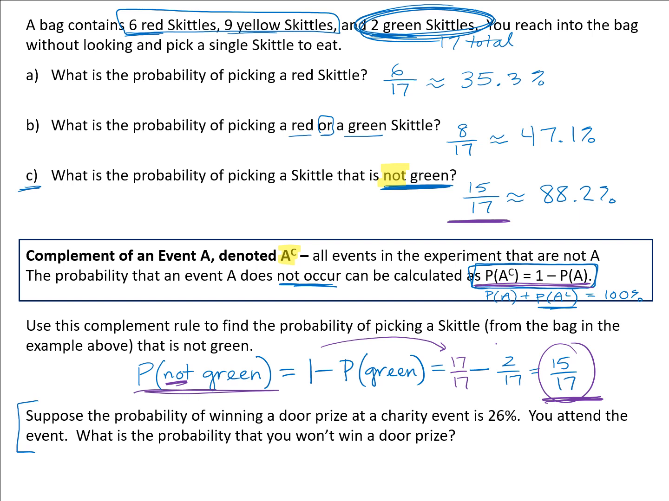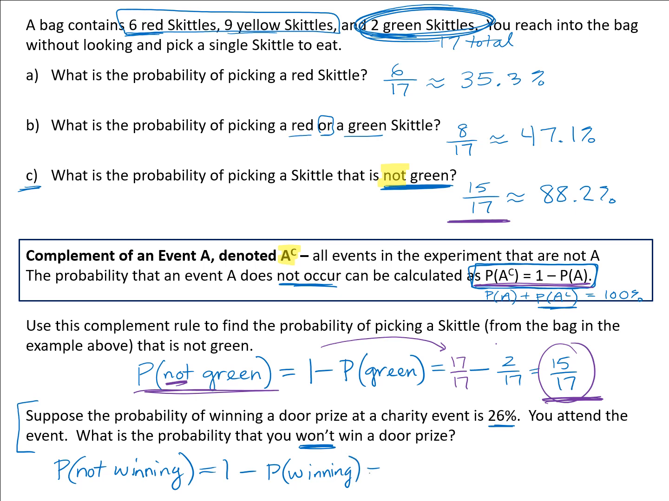Suppose the probability of winning a door prize at a charity event is 26%. You attend the event. What is the probability you won't win a door prize? So notice not winning a door prize, that's what won't means. So the probability of not winning, according to our definition here, is equal to 1 minus the probability of winning. And in this case, that's what we know. We know the probability of winning.